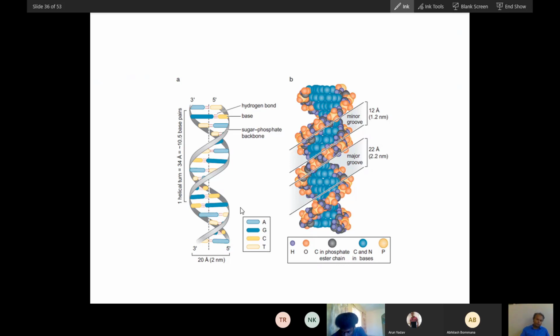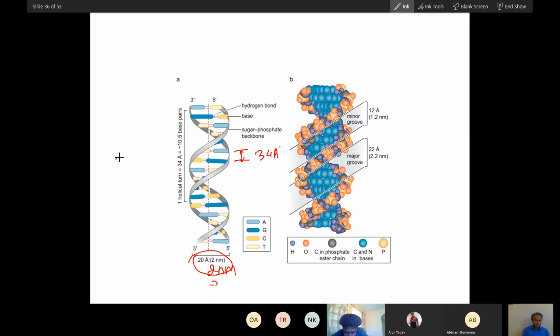Now if you see the double-stranded helix, the width of this helix is 20 angstrom, or 2 nanometer. This is important. And if you see the distance between two bases, this is width, and you can consider this as length. The width between these two bases is 44 angstrom.